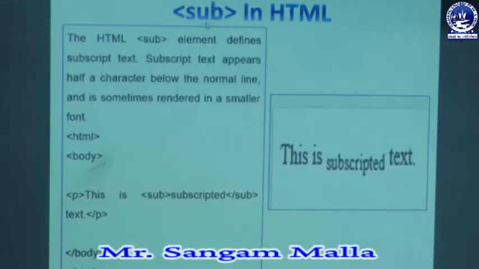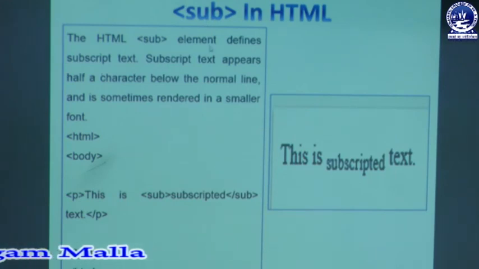Now we will be moving to SUB tag. So the HTML SUB element defines subscript text. So subscript text appears half a character below the normal line and is sometimes rendered into a smaller format. So what is the use of sub tag? So sub element is actually used to print the text in subscript format. It is mainly used in writing the chemical formulas. That means whenever we are writing H2O in a web page, H and O are normal text, but 2 should be subscripted. That means it should go below the text. At that time we need the help of subscript tag, that means SUB tag.